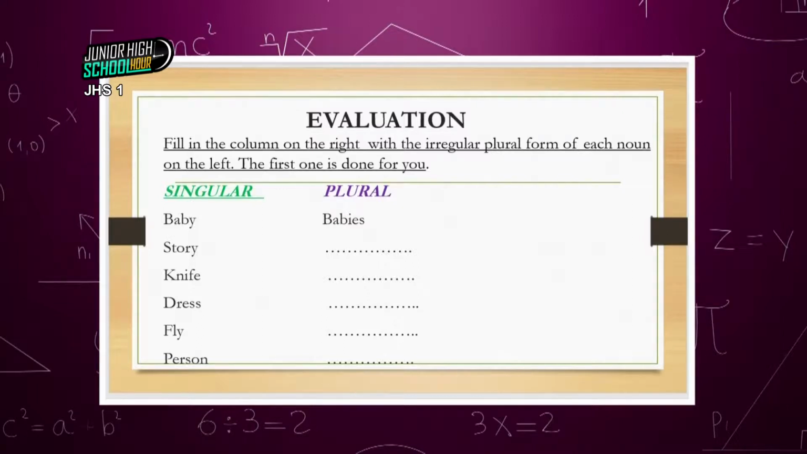Irregular nouns, remember? Okay, so the next one, I have story. What would the plural form be? I have knife. What would the plural form be? I have dress. What would the plural form be? And then fly. What would the plural form be? And then finally, person. What would the plural form be? Are you writing them down? You do this exercise and then you send it to me on my social media handles, Jacqueline Click on Facebook, and then Jacqueline Click on Instagram as well.